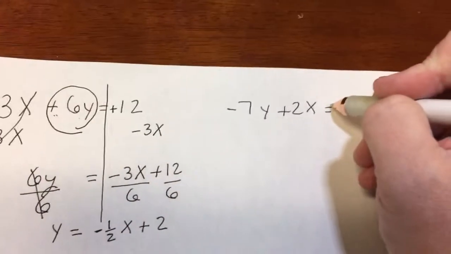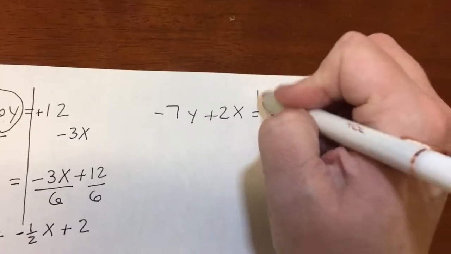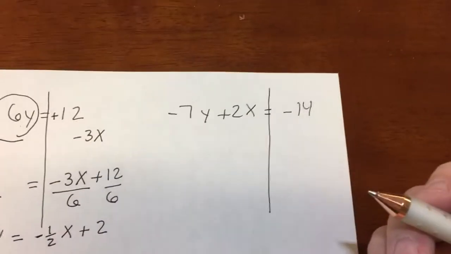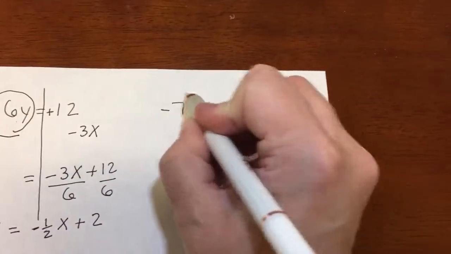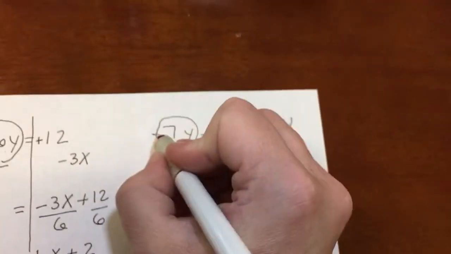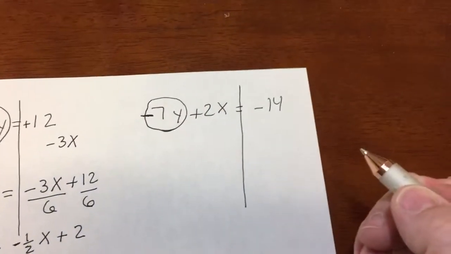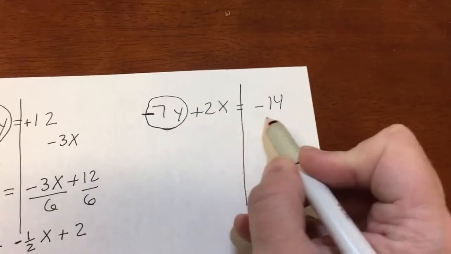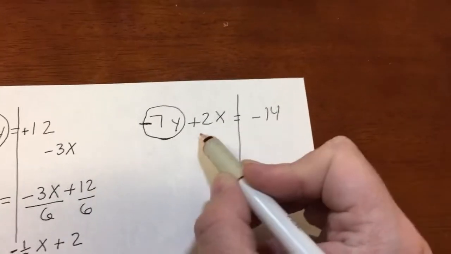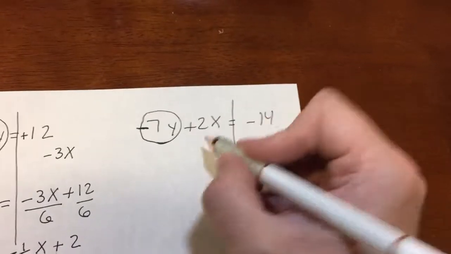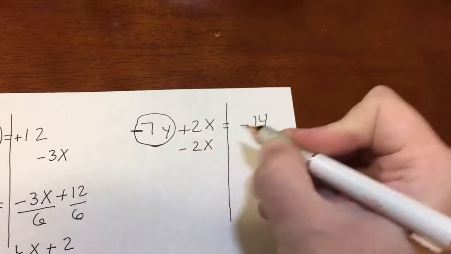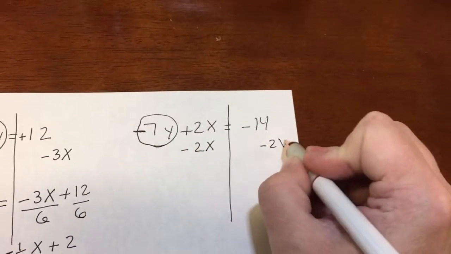All right, so I'm going to do this next example. I'm going to divide the equation in half. I'm going to circle everything that goes with the y. This y is negative. We have a positive 2x and a negative 14. So to get my 2x to the other side, I have to do the opposite. So I'm going to subtract my 2x.